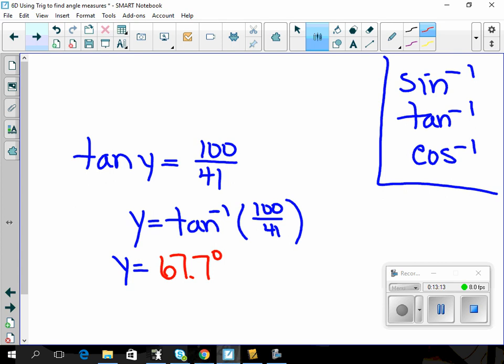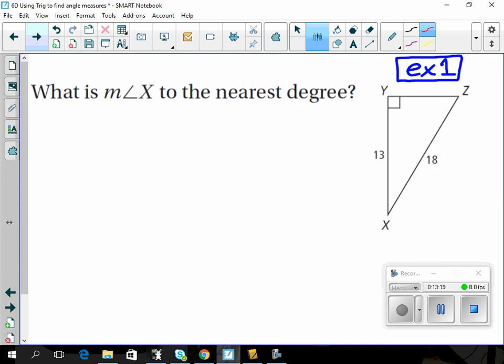Because you're trying to find the angle measure. When your variable is your angle measure, you use the inverse. Okay? All right, let's try another one. Here's example 2. Not 12. Example 2. Okay? Example 2.